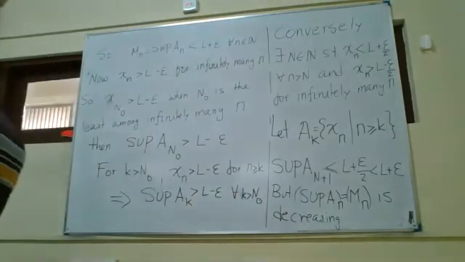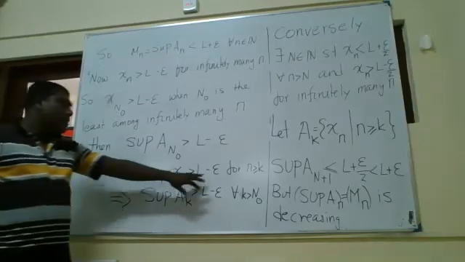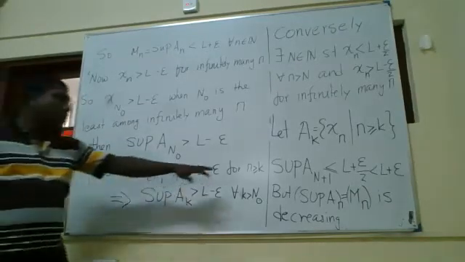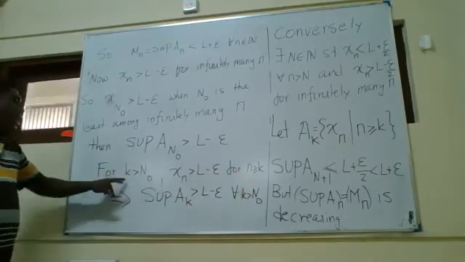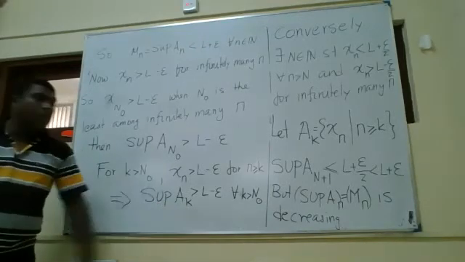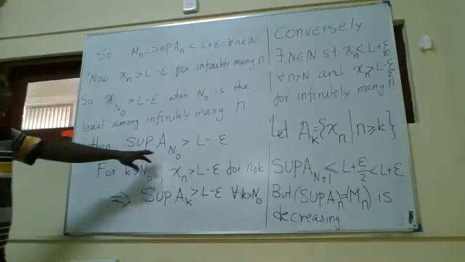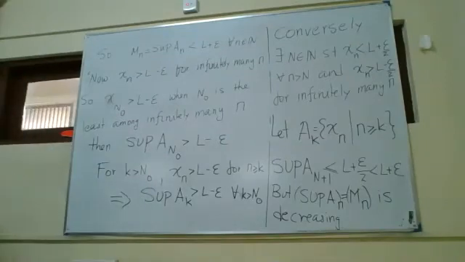Okay? So same argument like this, because x_n is greater than L minus epsilon for all n greater than k, where you choose k as a number greater than n naught, the supremum of this is greater than L minus epsilon. So you have the supremum of two different sets, n naught and for some other k greater than n naught as well. Right?